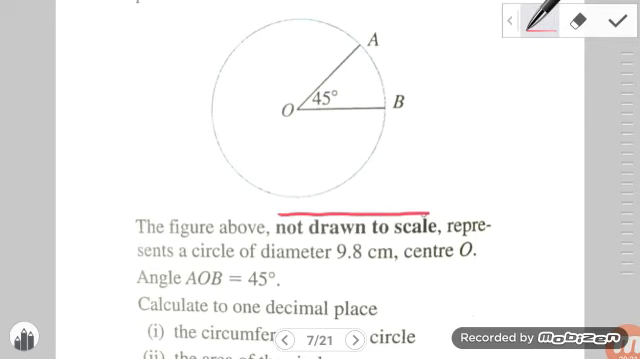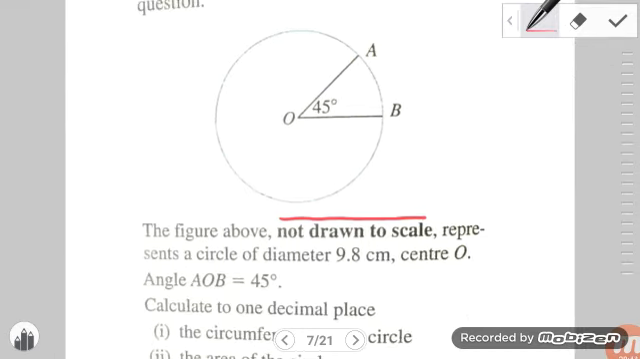which means that you cannot use your protractor to measure if the angle is actually 45, and you can't use your ruler or any other measuring instrument to measure the length of the line or the curve or whatever it is that you want to do. It's not drawn to scale. It's just a representation of a circle with an angle or sector angle of 45 degrees approximately.